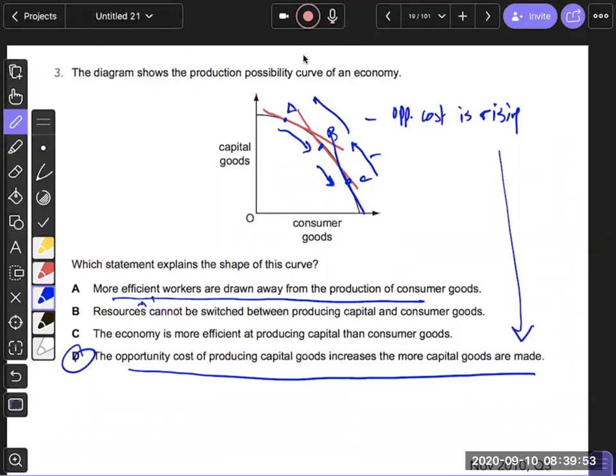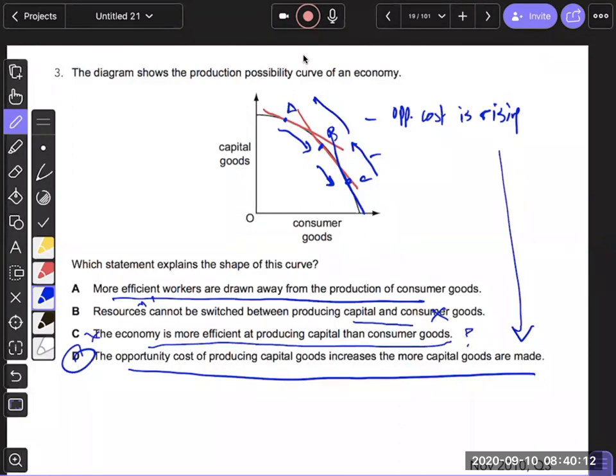Resources cannot be switched between producing capital. No, that's not true. PPC assumes we can switch resources. C says the economy is more efficient at producing capital than consumer goods. We don't know. It cannot be proven. But this is a rising opportunity cost graph. We know this, and that's why D is the right answer.